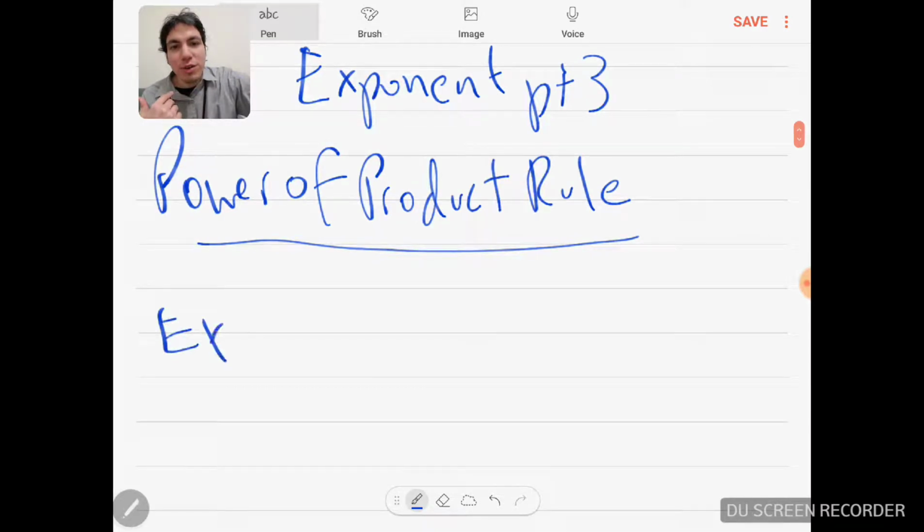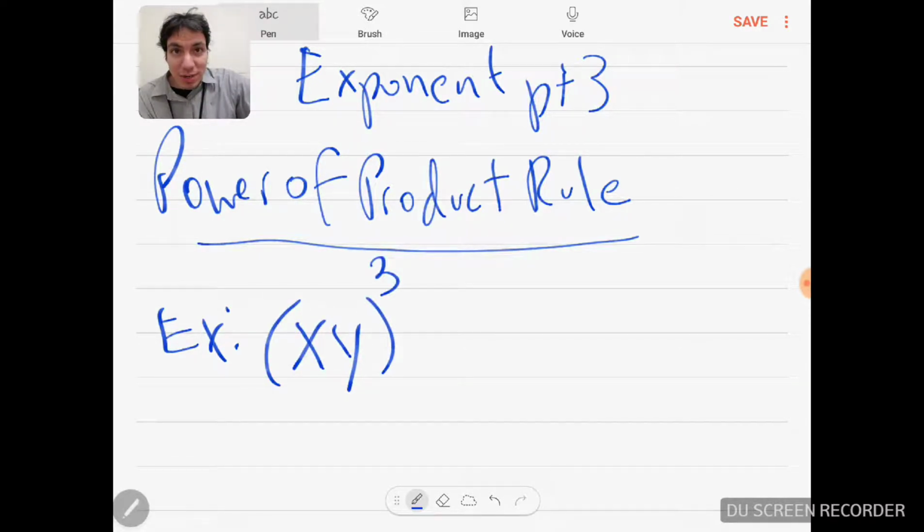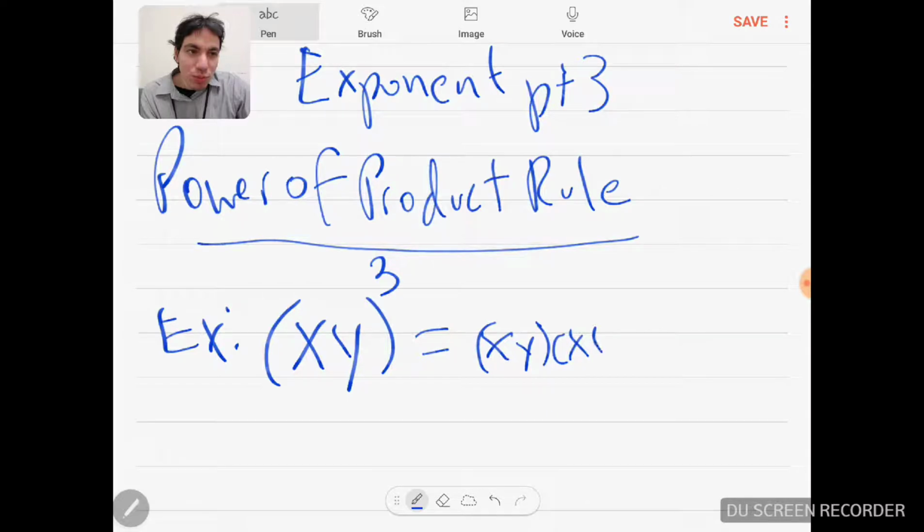I've covered where we have one exponent being raised to an exponent that's being raised to another exponent. That was in the last video. So what happens if I have multiple things being raised to an exponent? Well, let's do exactly what this exponent is telling us to do. xy times xy times xy.